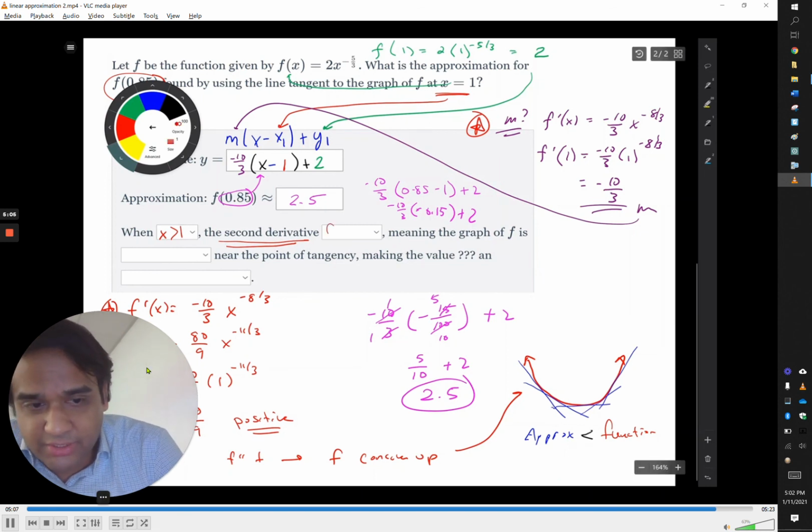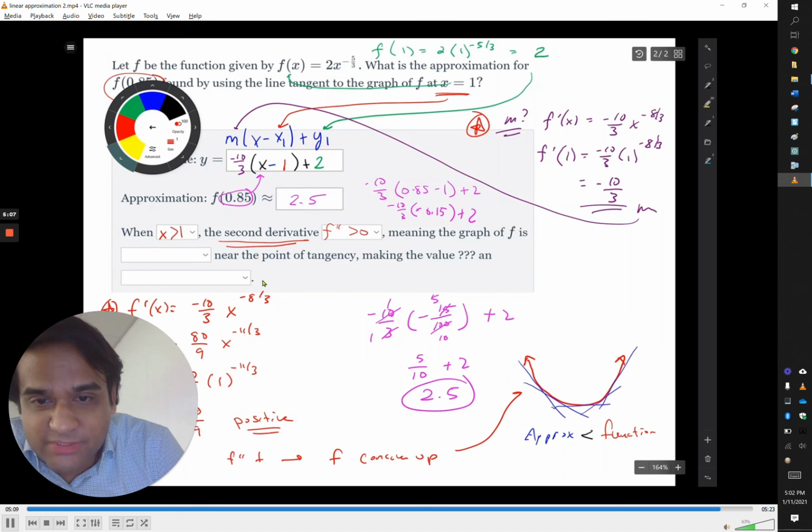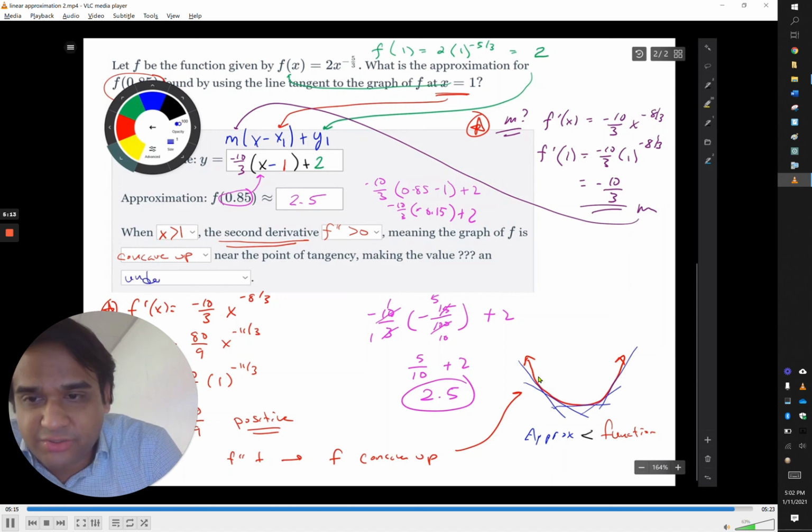So to finish up our answer, our second derivative was positive, therefore our graph is concave up. Because our graph is concave up, as you can see from this picture here, we must have come up with an under approximation for the actual answer.